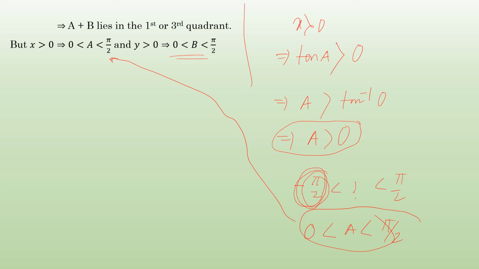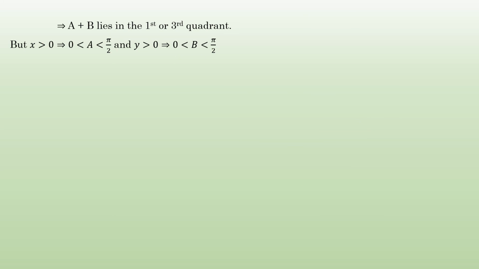Now add these up, and it will show that a plus b is from 0 to pi. A plus b is from 0 to pi.